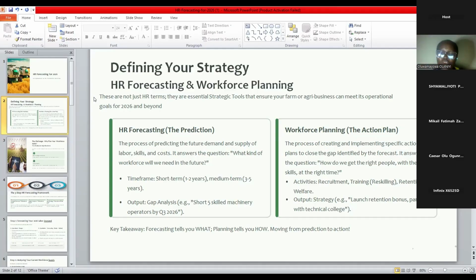Its own activities are the recruitment, the training or reskilling, the retention, welfare, and all. Then it also has an output, which is the strategy that you will use. Or probably you want to launch a retention bonus, or you want to partner with some people. So the key takeaway here for forecasting and workforce planning is that forecasting tells you what, planning tells you how. I hope we are getting it now.